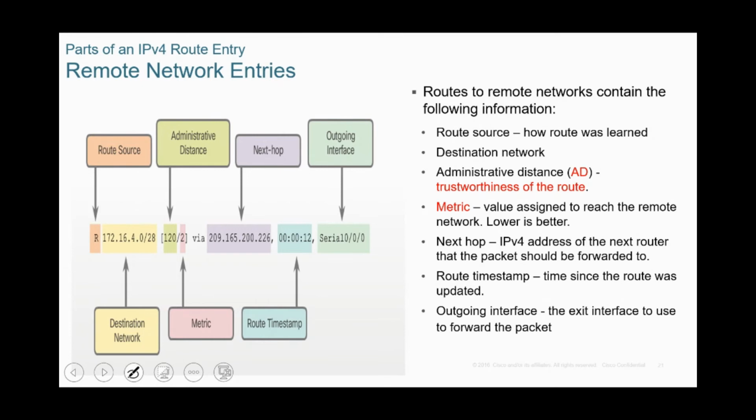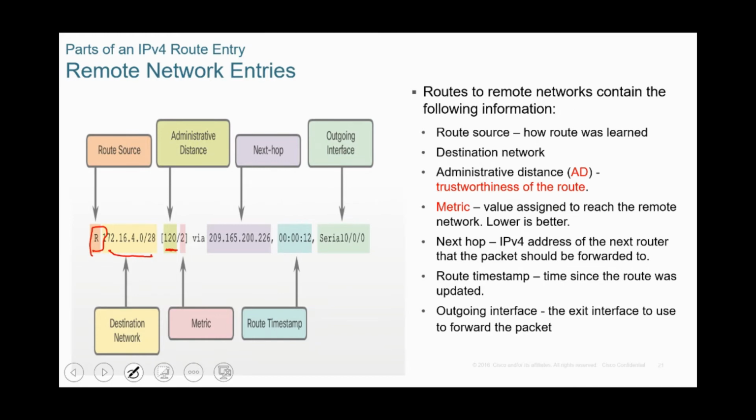The routes to remote networks contain the following information as I mentioned just now. You have the route source, denoted as R or S or L or S* and so on, followed by the destination network. Next is the first value here, indicated as the administrative distance. Of course, the lower the better. This administrative distance depends on the protocol that you use. If you use RIP, by default it is 120. If you use OSPF, by default it will be 110. And if you use internal EIGRP, by default it will be 90, and so on.